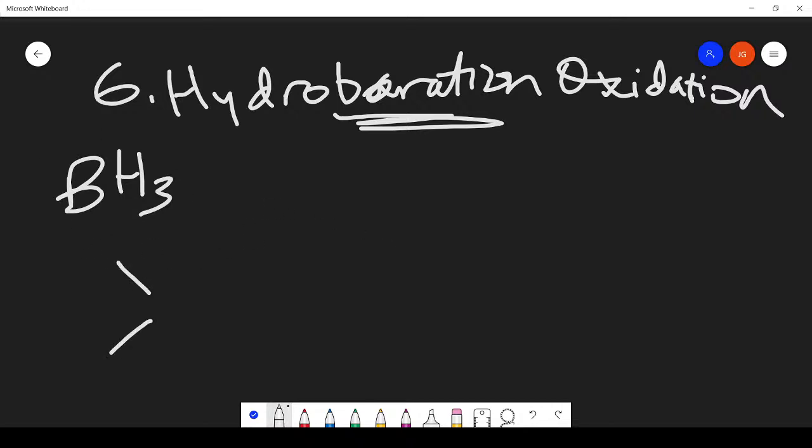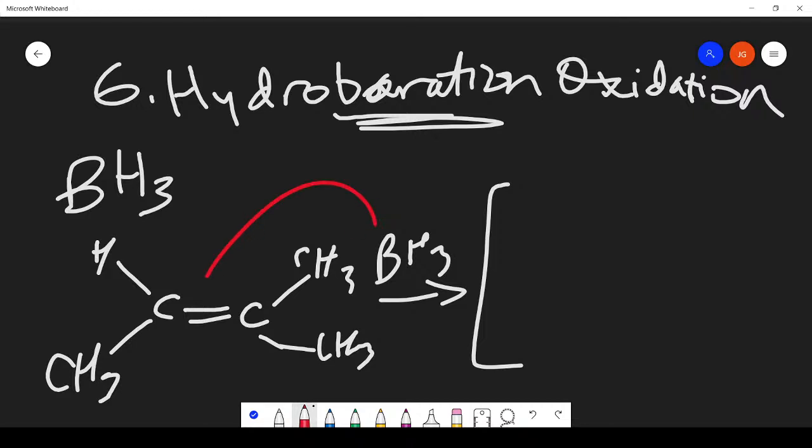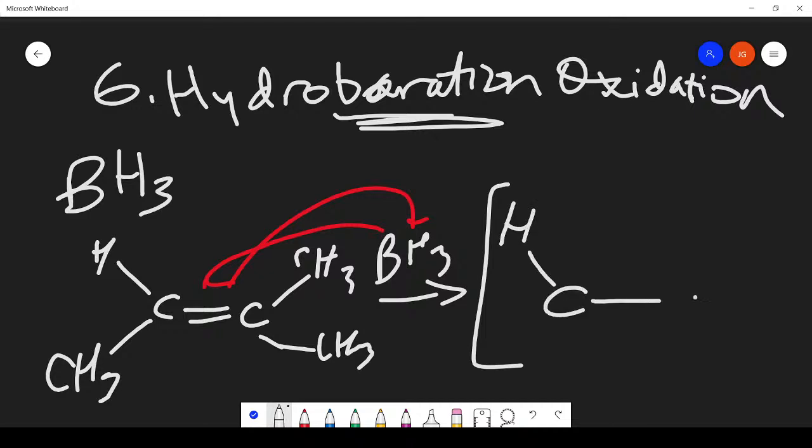So with BH3, let's say we have our usual CH3, HCH3. I'm going to start using this example from now on. If we add BH3 to it, we get a nice ring. So this is going to attack the hydrogen here, right? And this boron's going to fight back against it because it's bigger and has more electrons. So you're going to get this thing.